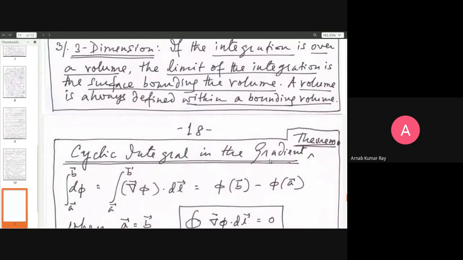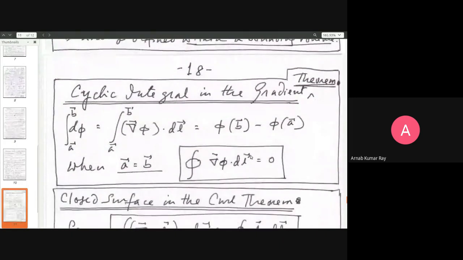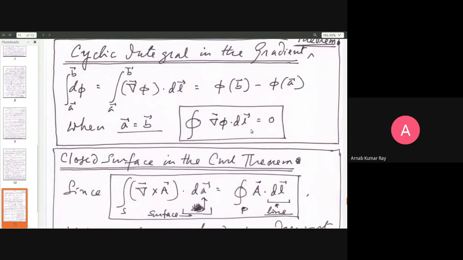Cyclic integral in the gradient theorem, like I mentioned to you: integral of d phi from a to b, gradient of phi dot dl. d phi can be written as this, going from a to b is phi b minus phi a. When a is equal to b, this closed loop integral of gradient phi dot dl will be equal to 0.